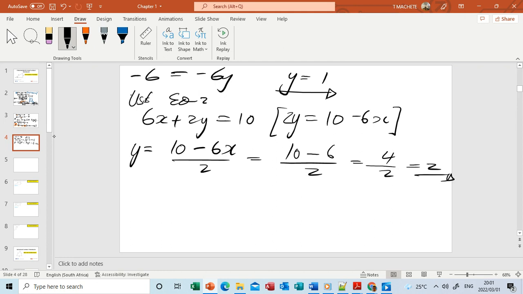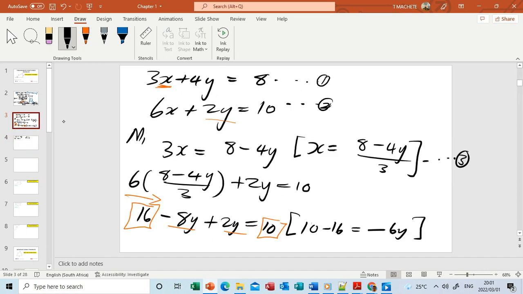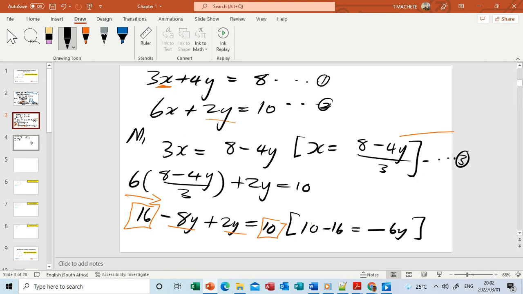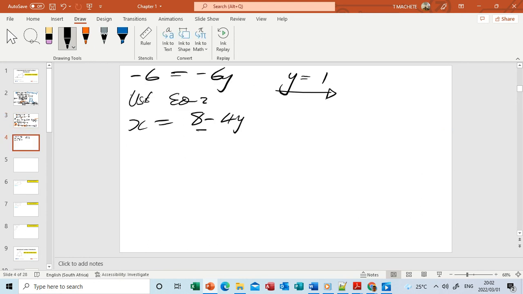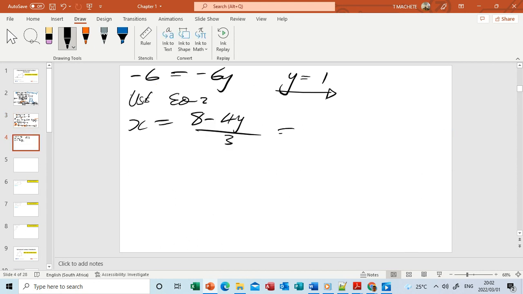Am I solving for x or y? I have to solve for x, not y. You've already solved y. You have to solve for x for now. So we take the equation that has x already, equation 3. Yes, x is already solved there, that's the simplest. That's why I said 8 minus 4y, that's why I said you take the simplest one.